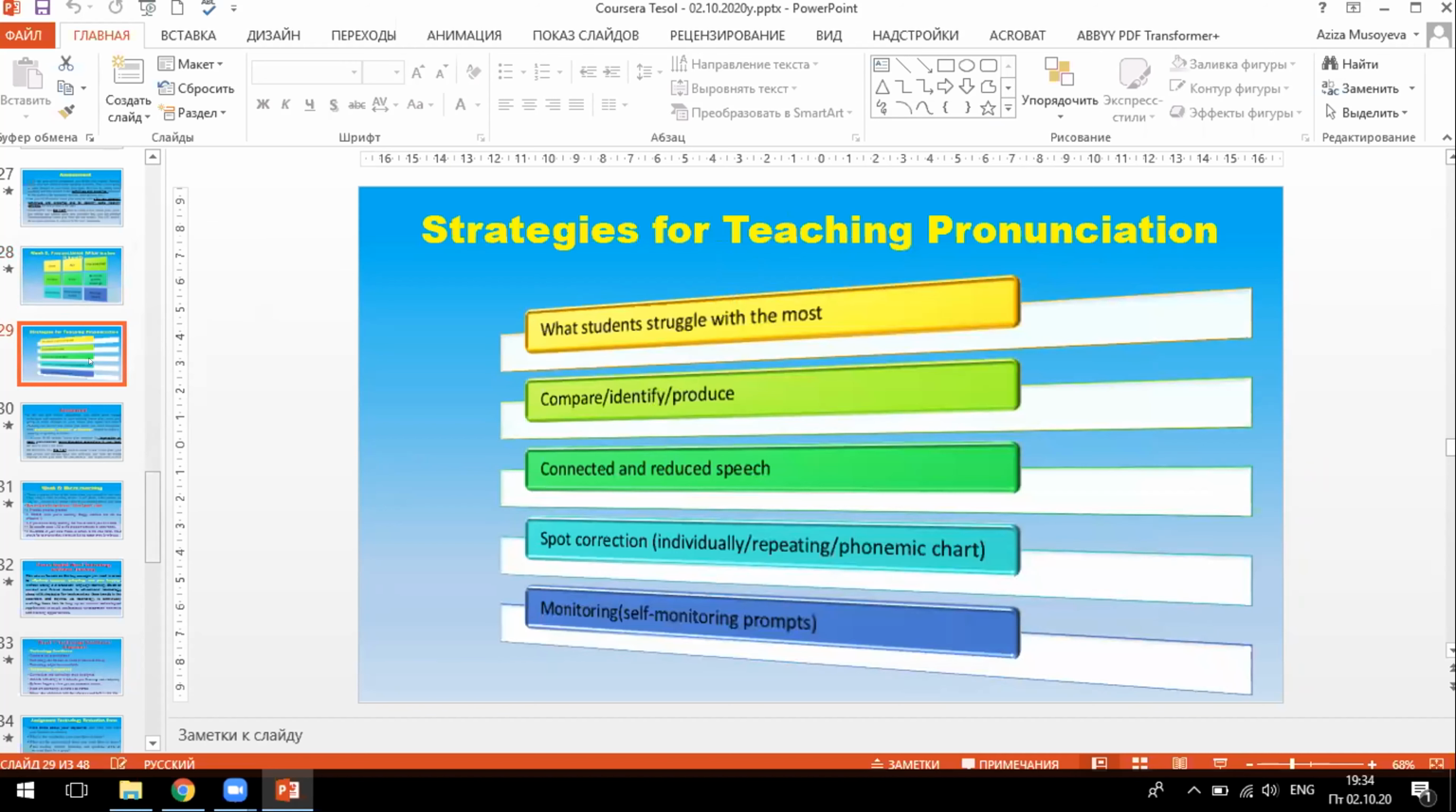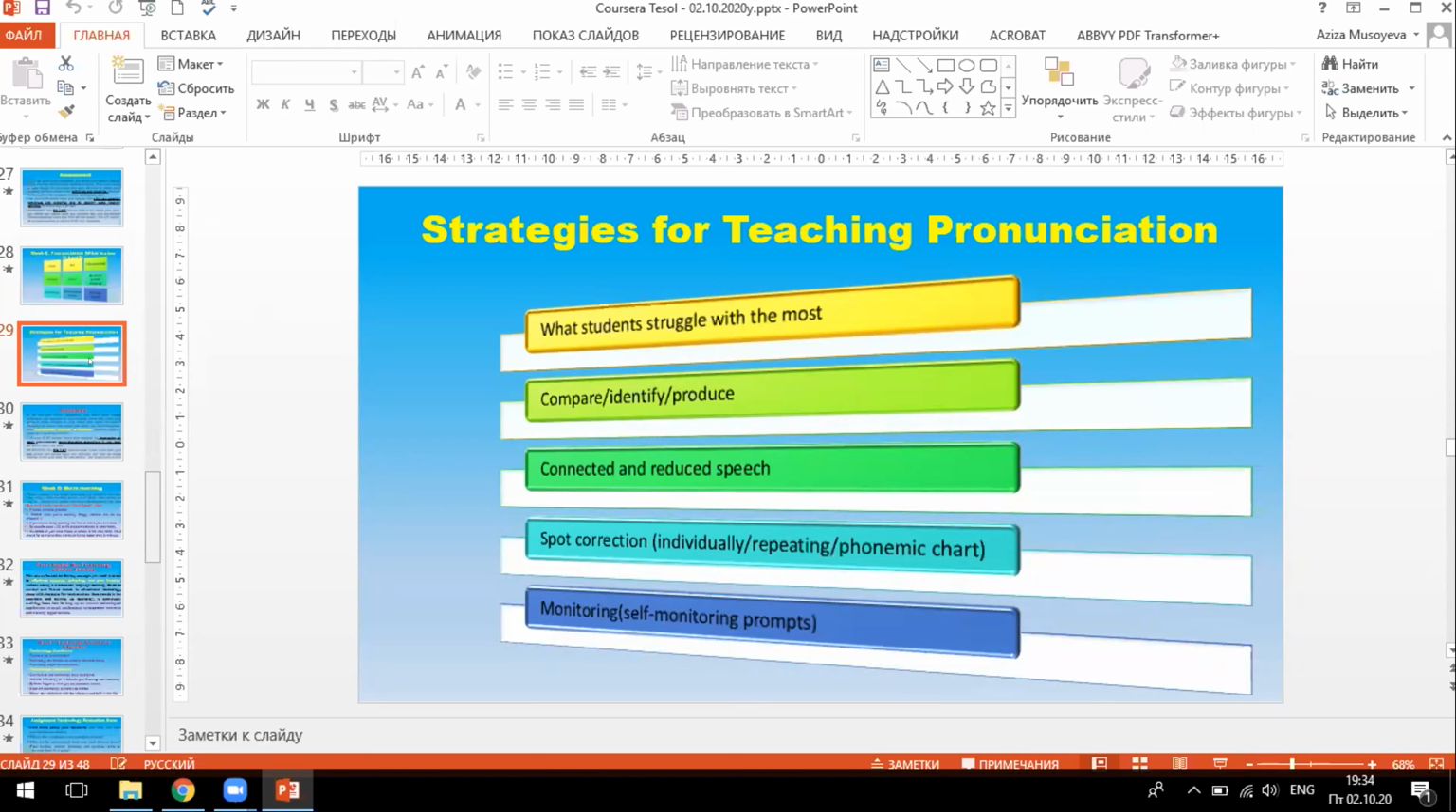Okay, strategies for teaching pronunciation. It can be, for example, what students struggle with the most. So you need to research, or maybe you just need to find what they struggle with, what kind of words or idioms or other things. And you need to compare, identify and produce, which means you need to take some minimal pairs, for example, which, rich, which family is rich. So you need to compare and identify which words are there, and then you need to produce them appropriately and separately.